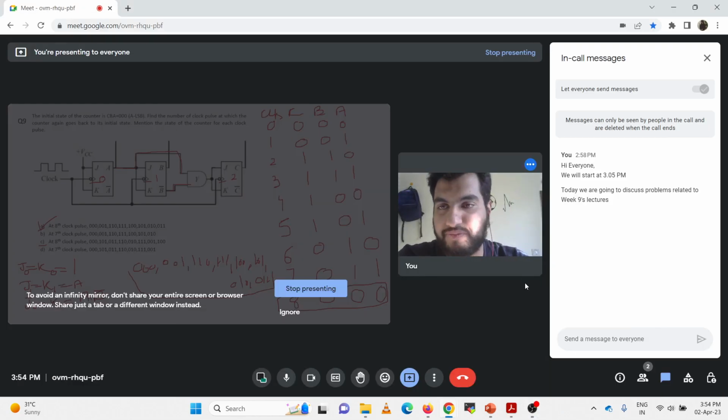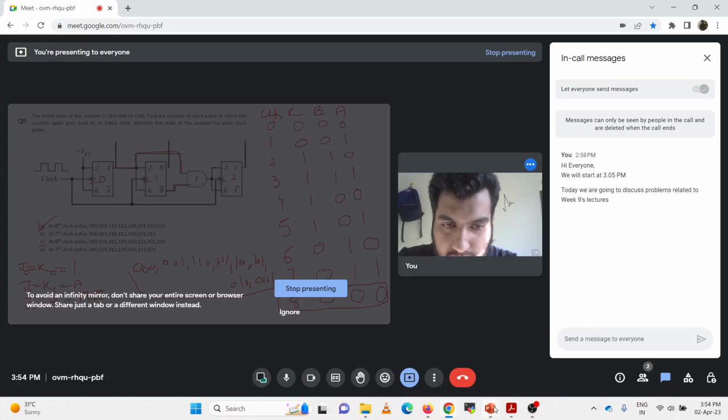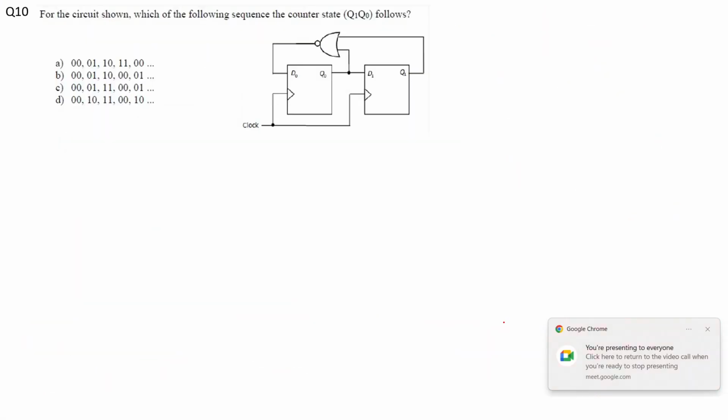This was question number 9. Now we can move forward to question number 10 of today's live session. Question number 10 states that for the circuit shown, which of the following sequences the counter state follows. So we need to look at this circuit and find out the sequence that this circuit will follow. And let me just introduce my camera first.